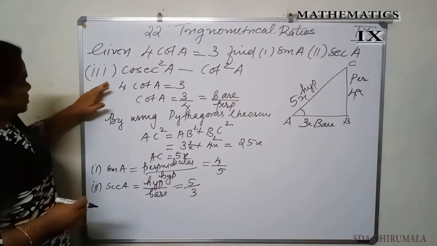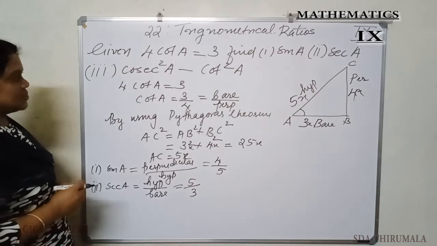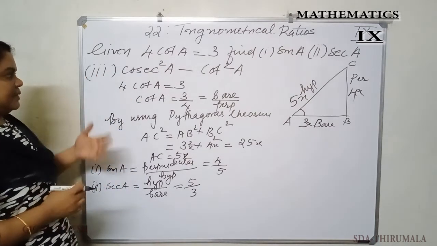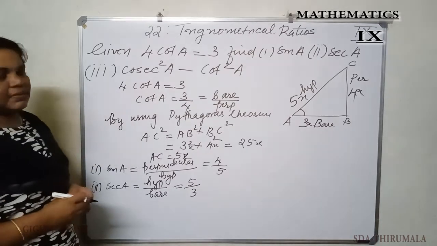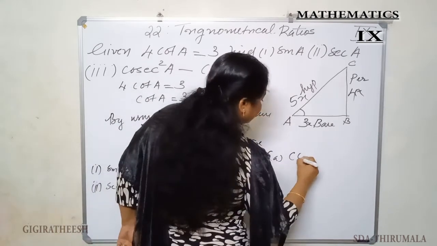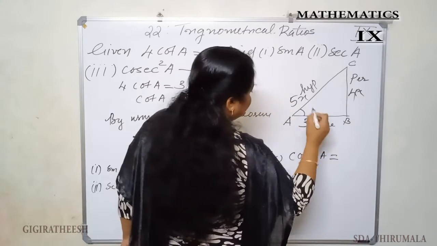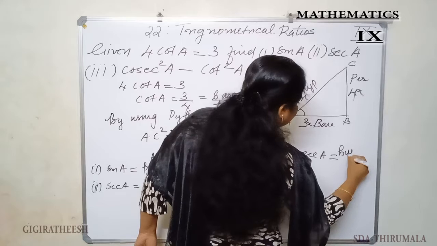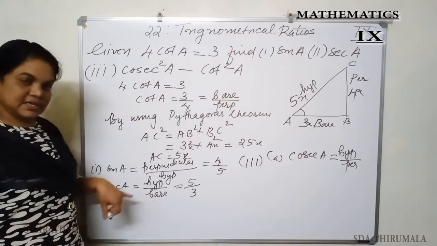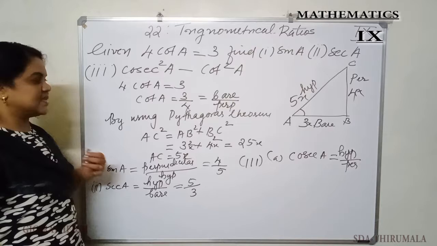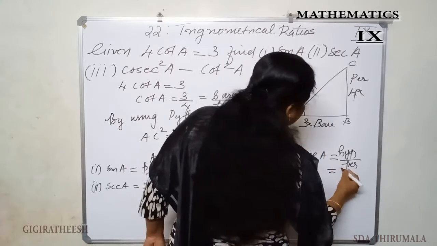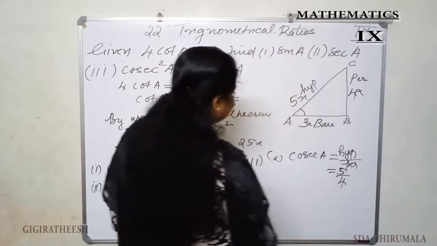The third question is cosec square A minus cot square A. First of all, we have to find cosec A and then cot A. After that, applying the values of cosec and cot, we can find cosec square A minus cot square A. Question 3a is cosec A. Cosec A is the reciprocal of sin A, that is hypotenuse by perpendicular. That is 5 by 4.